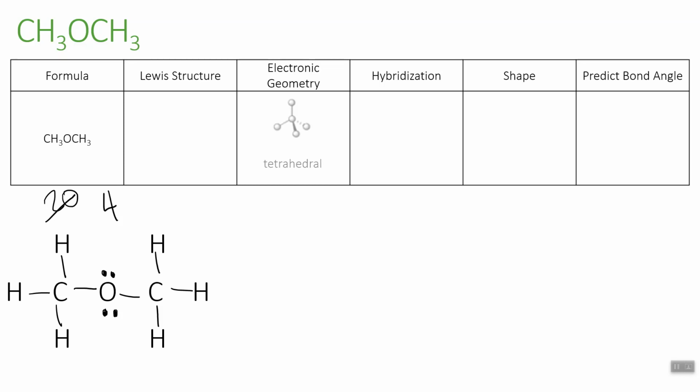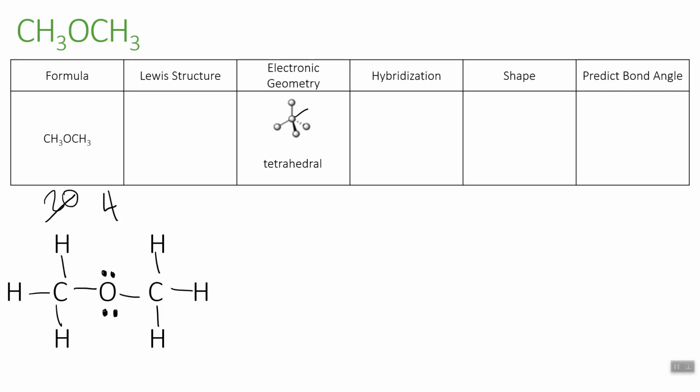Okay, the electronic geometry of this is going to be tetrahedral. So this is what we've got here. We've got one lone pair here and another lone pair here. This is our central oxygen. And then this guy is one CH3 and this guy is the other CH3. Think of that CH3, that's called a methyl group. Think of it as kind of one unit.